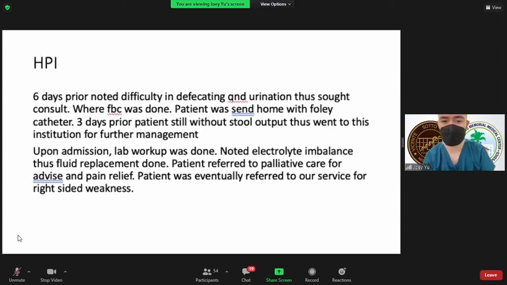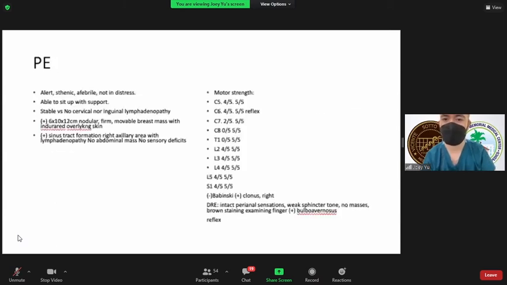For the physical exam, patient is alert, afebrile, not in distress, able to sit up with support. So stable vital signs, no cervical nor inguinal lymphadenopathy, with a 6x10x12 nodular, firm, movable breast mass with indurated overlying skin. There's also a sinus tract formation at the right axillary area with lymphadenopathy. No abdominal mass noted, no sensory deficits.